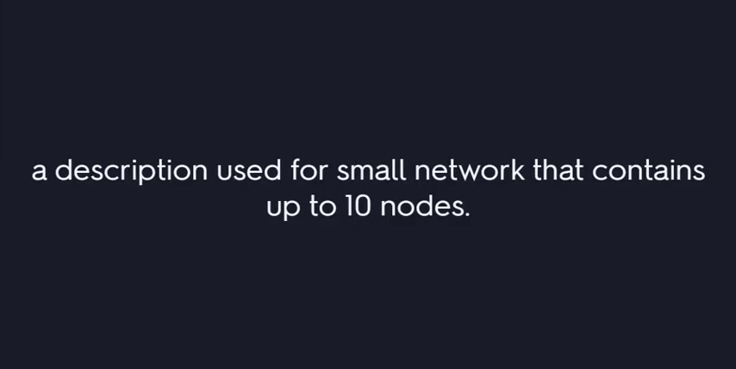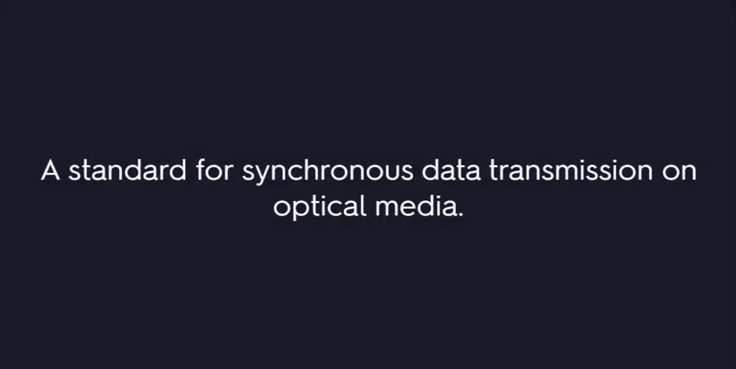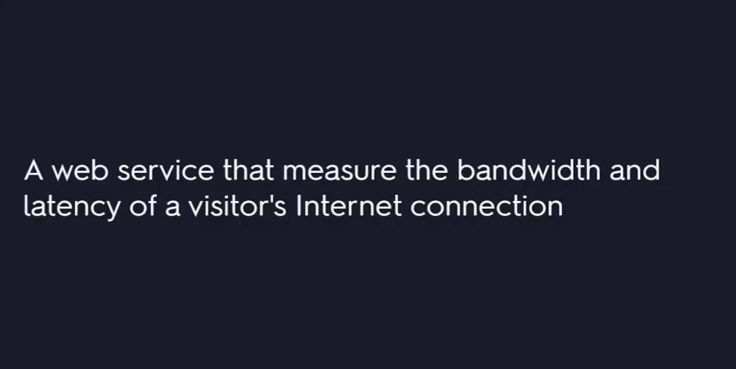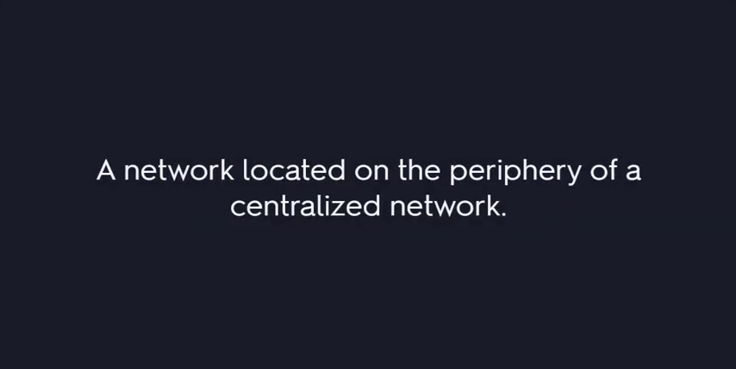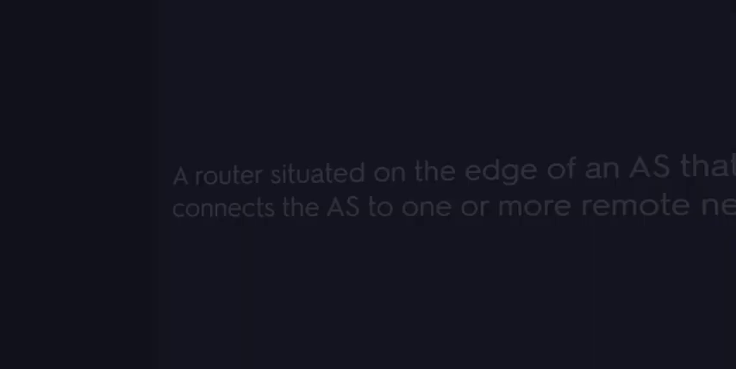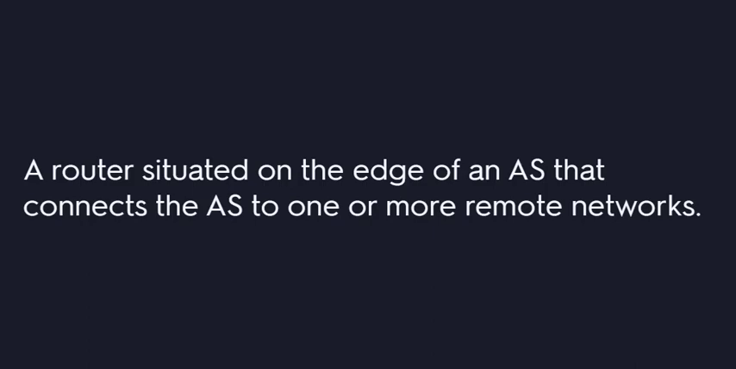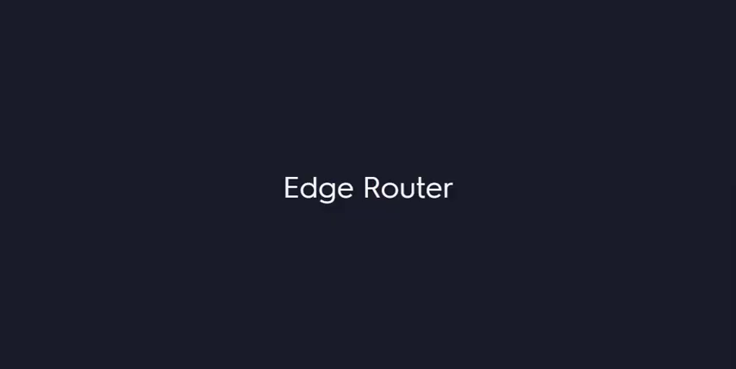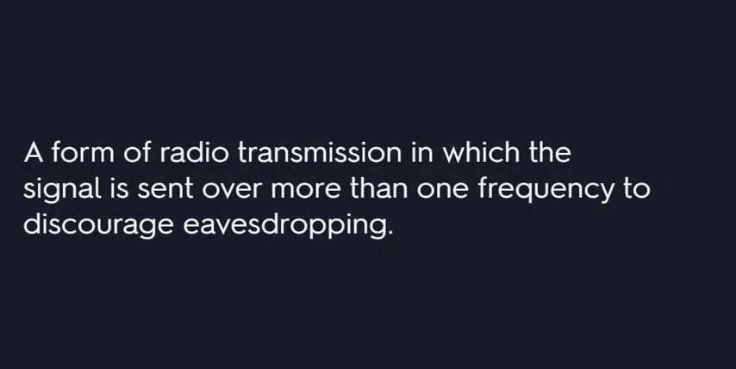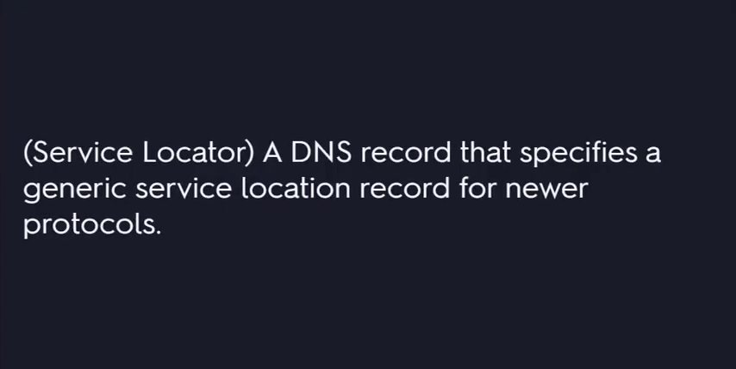Socket. A description used for a small network that contains up to 10 nodes. SOHO. A standard for synchronous data transmission on optical media. SONET. A web service that measures the bandwidth and latency of a visitor's internet connection. Speed test site. A network located on the periphery of a centralized network. Edge network. A router situated on the edge of an AS that connects the AS to one or more remote networks. Edge router. A form of radio transmission in which the signal is sent over more than one frequency to discourage eavesdropping. Spread spectrum. A DNS record that specifies a generic service location record for newer protocols.